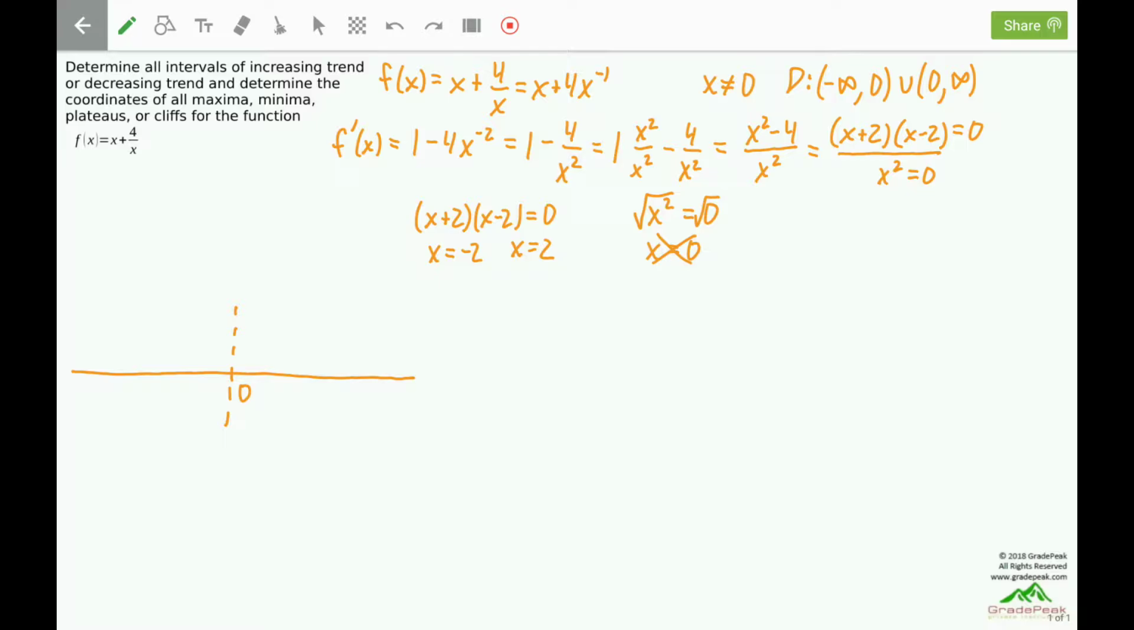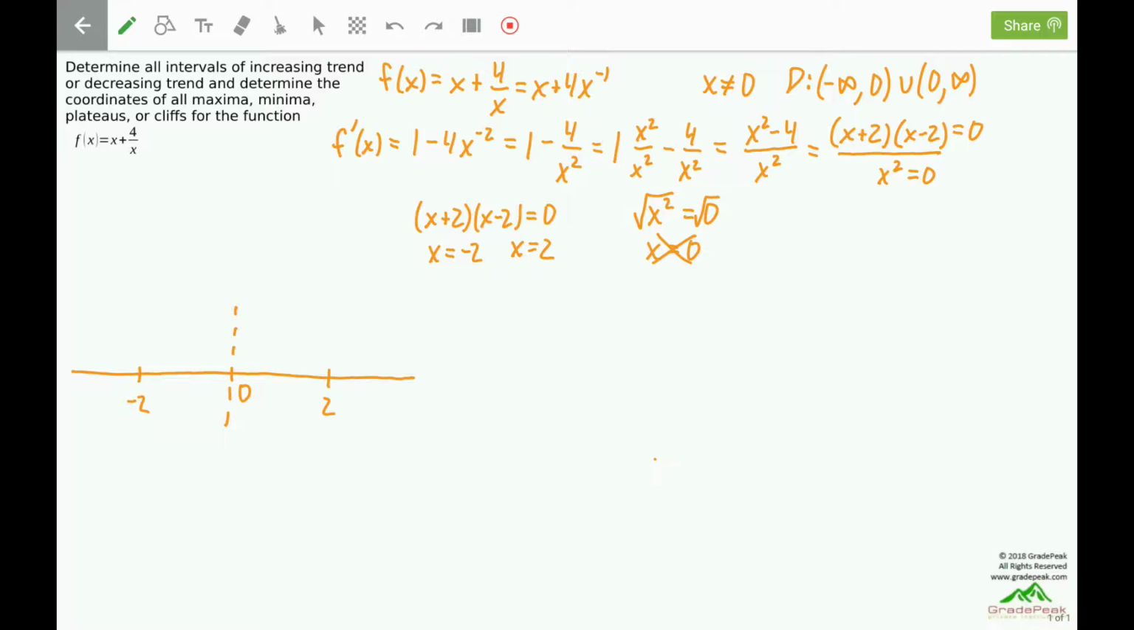So the domain is already split into two intervals. We can now put the critical numbers on the domain line. Negative 2 will be to the left of 0, and positive 2 will be to the right of 0. And these further split the domain up into now 4 intervals.